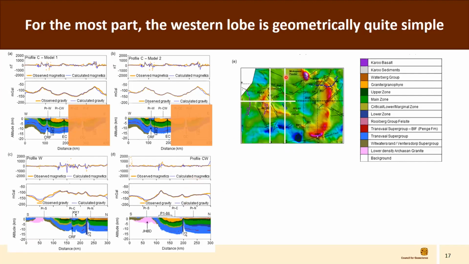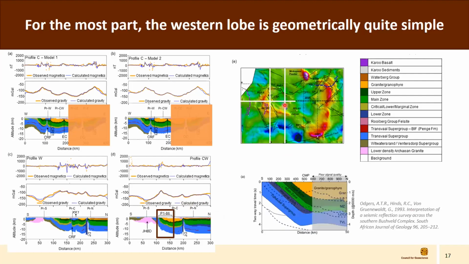And then if we look at this, it's very simple. It's just a layered sort of body, basically a constant thickness. Now this line was chosen, this one, because there's seismic data along there. It's Terry's interpretation, I think, for his MSc.